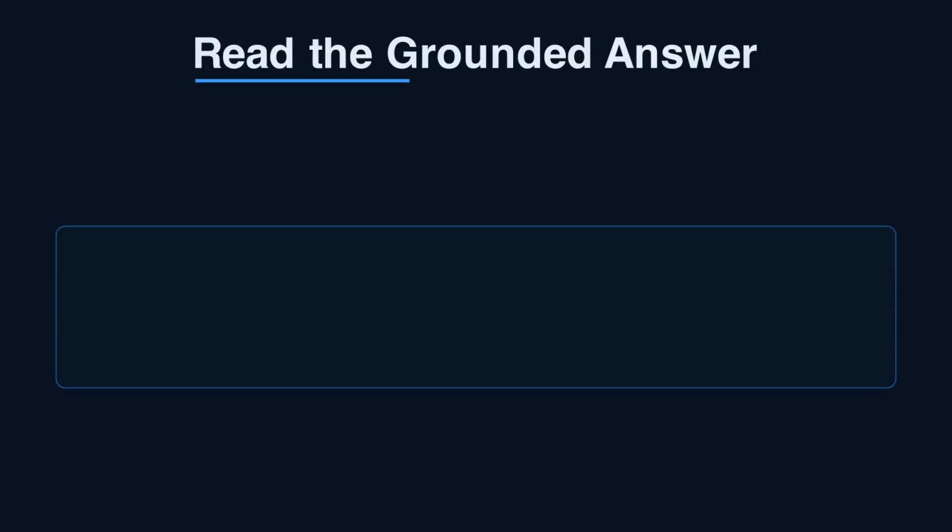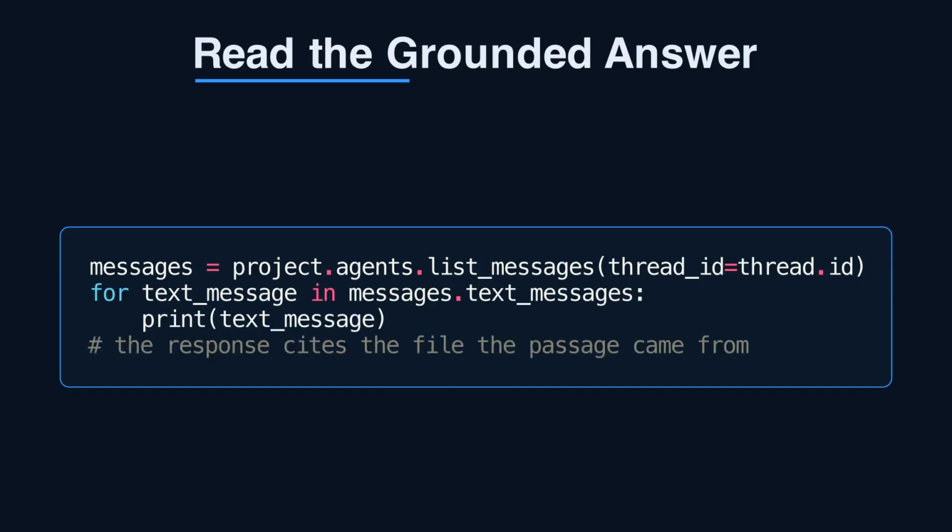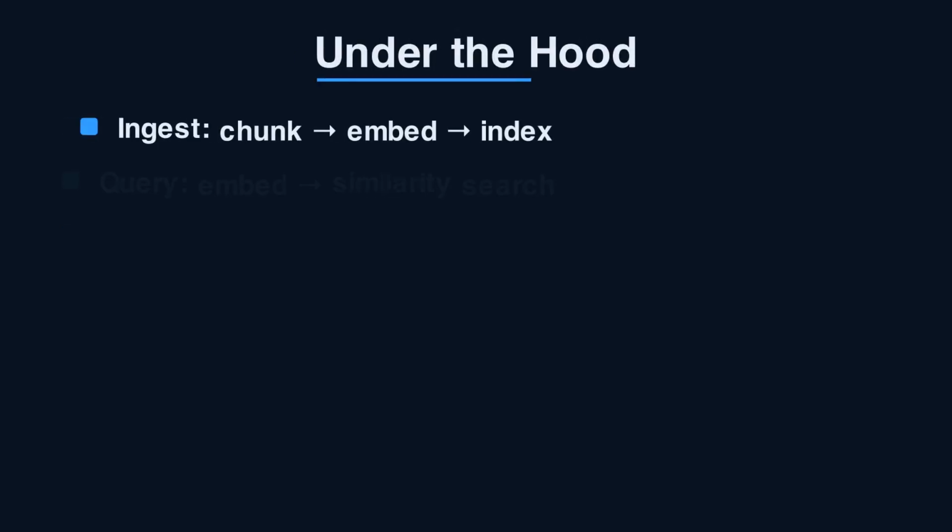We list the messages on the thread and print the text. The answer is composed from your document, and it carries citations back to the source file the passages came from. That is the grounding made visible. This is the difference between a model that confidently makes something up and one that can point to exactly where its answer came from. In a real app, you would surface those citations to the user as links, so they can verify the source.